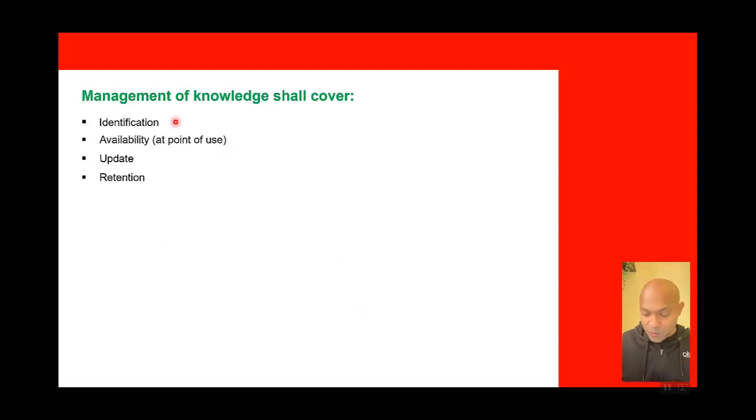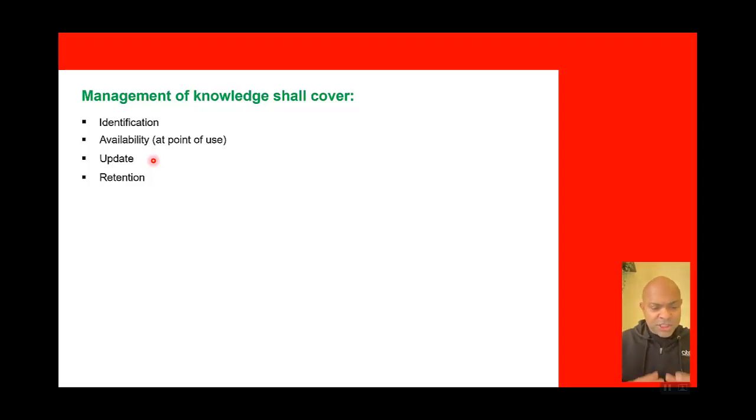Now, once you have the knowledge, what is important is that, being an organization, you need to identify what type of knowledge do I have and what type of knowledge do I need to keep retained within my organization. That can be from internal or external sources. Once you know, you need to make sure these are available at the point of use. And how do you update this knowledge? And how do you retain it?